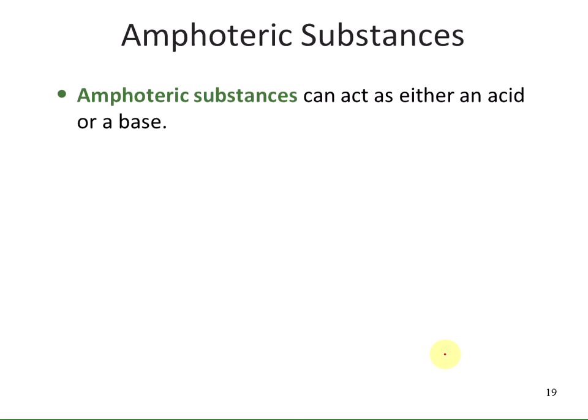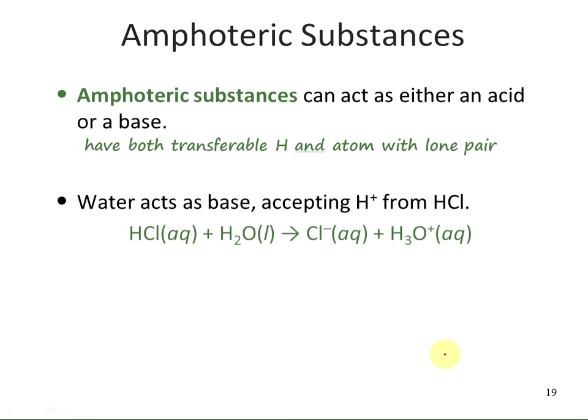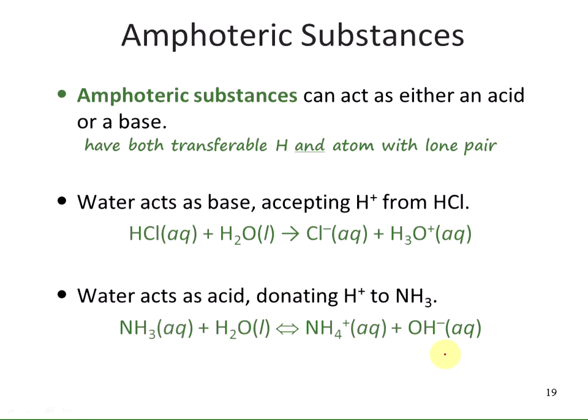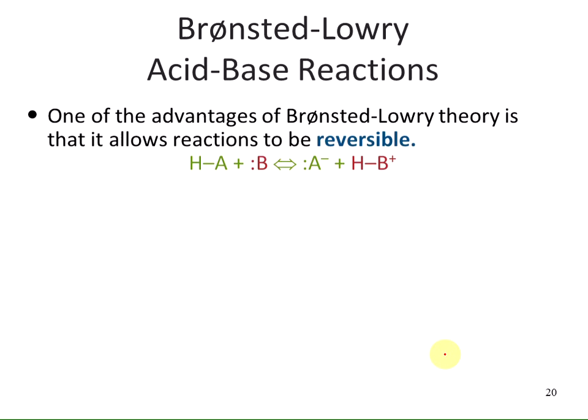So they have both a transferable proton and an atom with a lone pair. Water acts as a base accepting protons from HCl, as in our previous example, and water acts as an acid donating a proton to ammonia, as in the other example that we looked at. Now, one of the advantages of Brønsted-Lowry theory is that it allows reactions to be reversible. Notice here that we have that reversible arrow sign. So this means that we have an equilibrium.